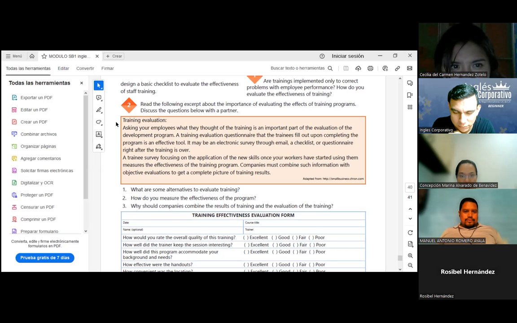How do you measure the effect of the program? ¿Cómo mide la efectividad del programa? It may be an electronic survey through email. Esa ya sería la dos. ¿Cómo se mide la efectividad de un programa?